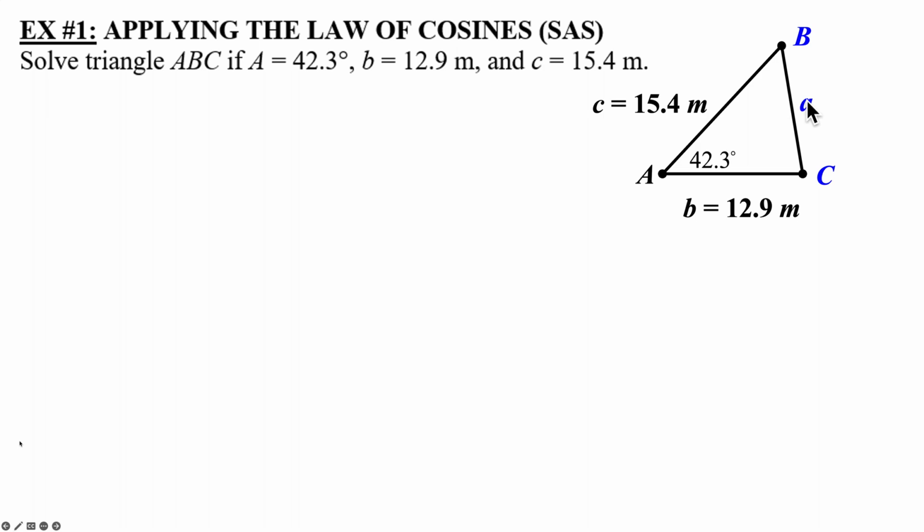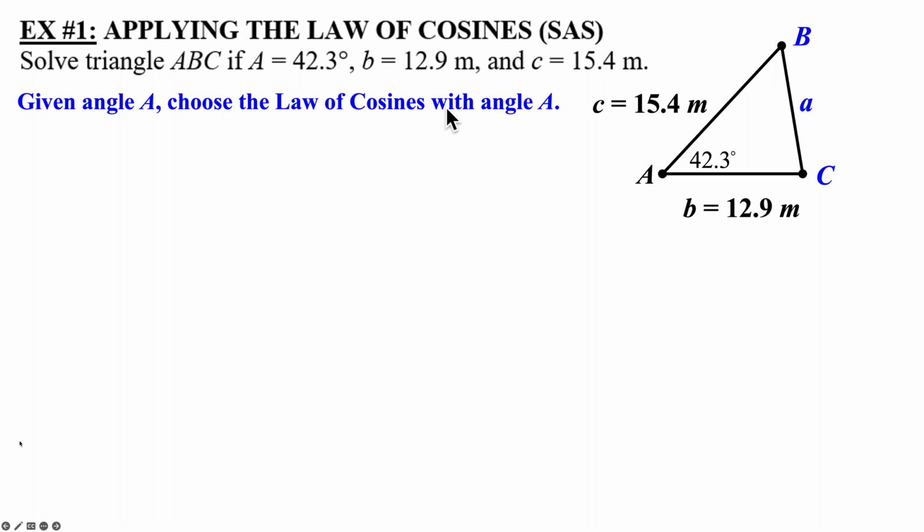So what we have to do is we have to find side A first in order to use the law of sines. So I can have A over the sine of 42.3. So this is a perfect law of cosines setup. Side, angle, side. So A squared, that's what we're looking for. We'll use the first formula, equals B squared plus C squared minus 2BC times cosine of A.